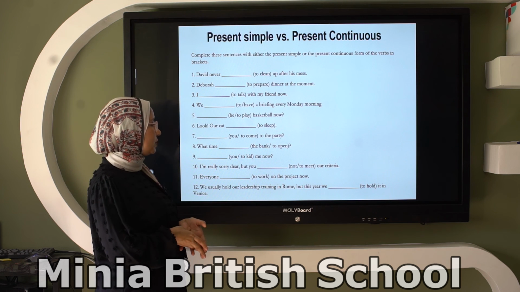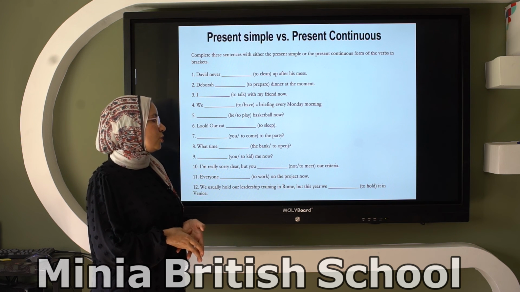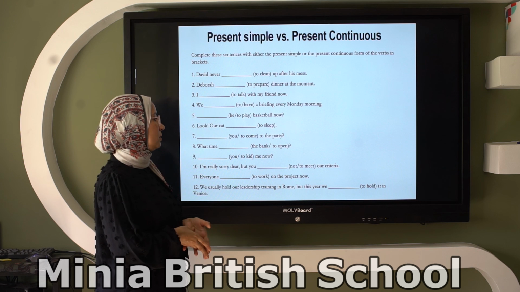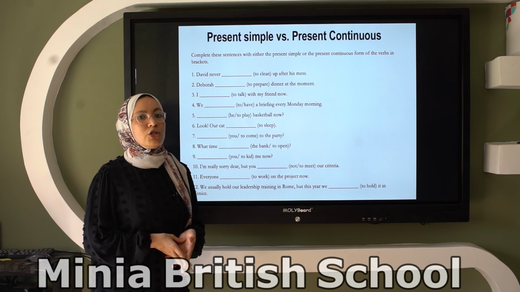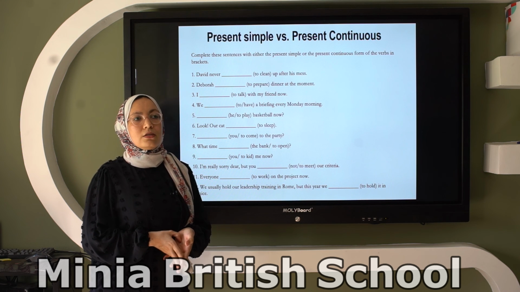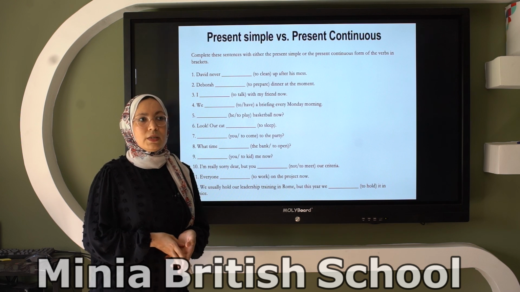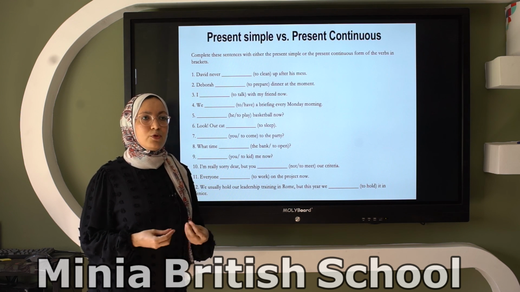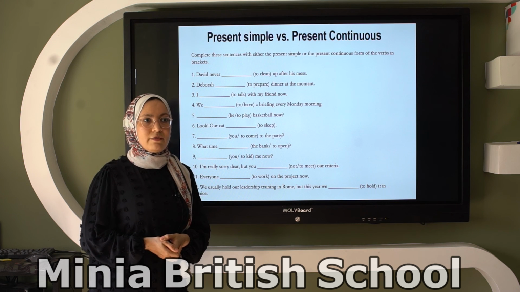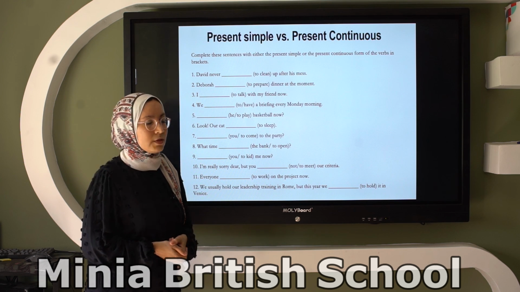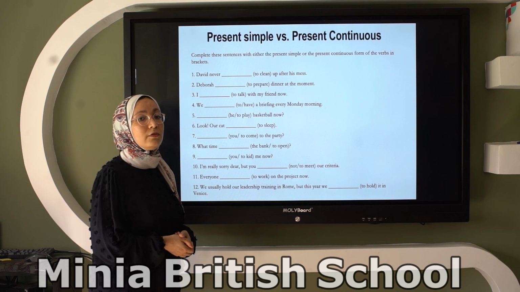I'm really sorry, dear, but you don't meet our criteria. This expression is actually used in companies or big places as a proper reply to unsuccessful applicants, if they are rejected for the jobs they applied for.